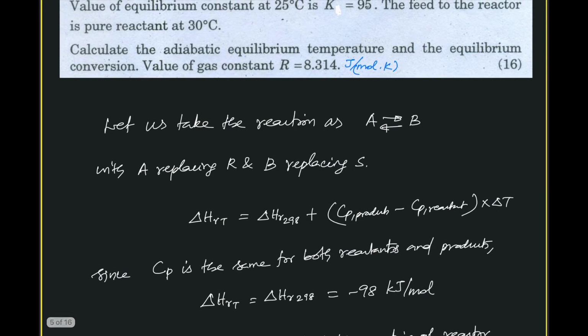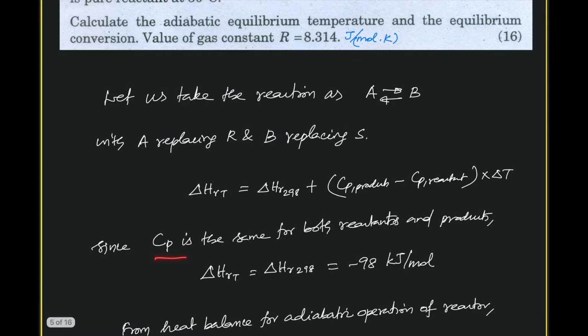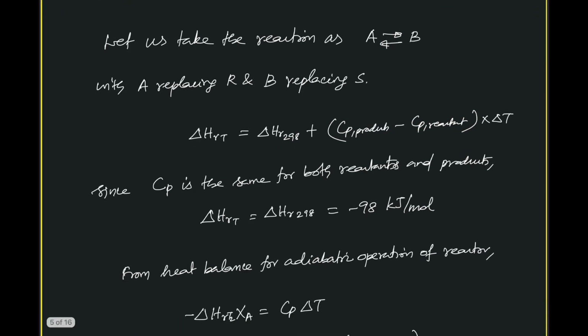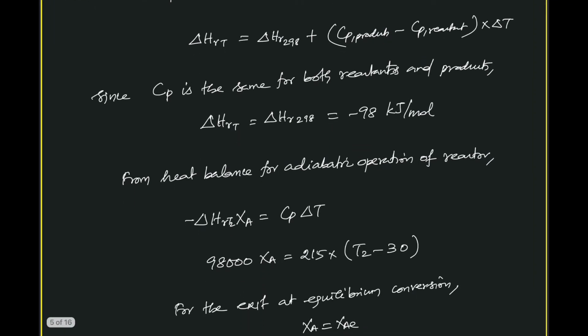For that, we need to know the heat of reaction at the reaction temperature. The relation for heat of reaction at any temperature is heat of reaction at 298 Kelvin plus specific heat of products minus reactants into delta T. Cp of both the components are the same, which leads to this term going to 0. So we have delta HR at any temperature is delta HR at 298 Kelvin. So this is available. So what is the heat balance equation?